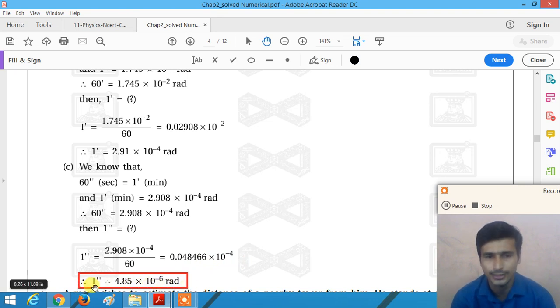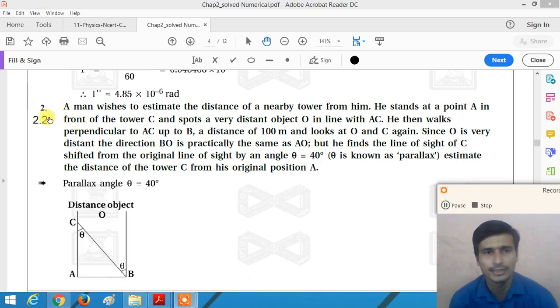So 1 second is equal to 4.85 into 10 raised to minus 6 radian. Now example number 2.2. A man wishes to estimate the distance of a nearby tower from him.